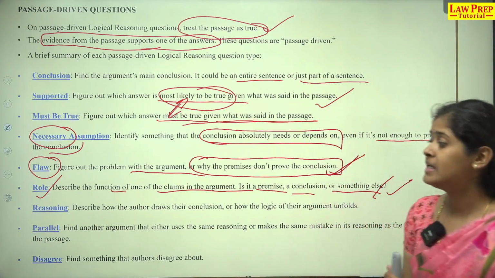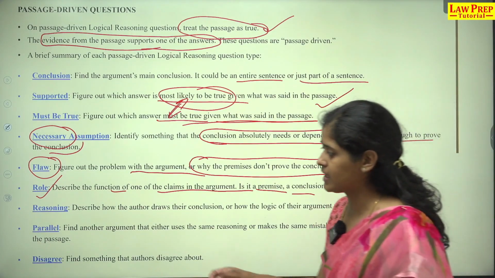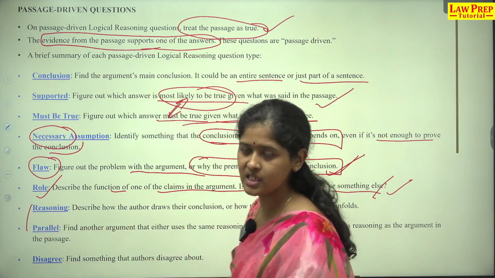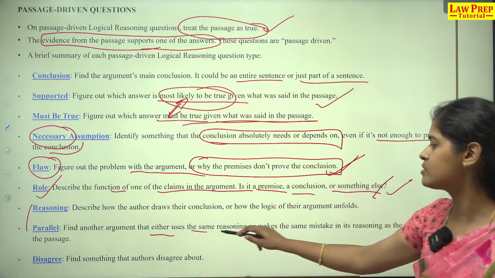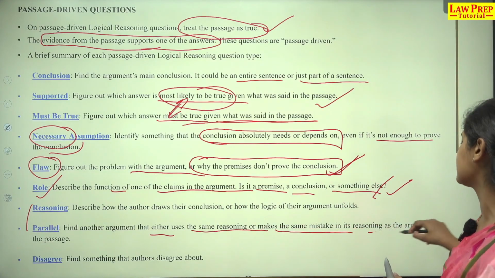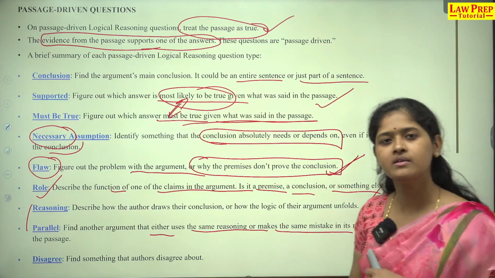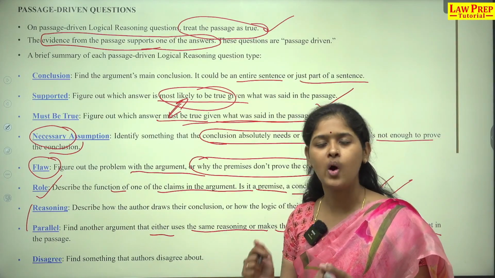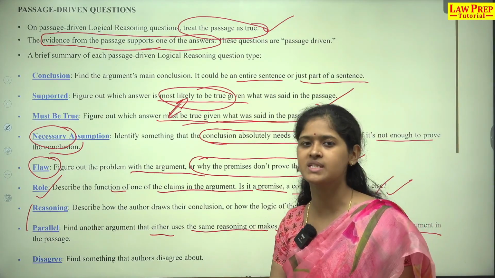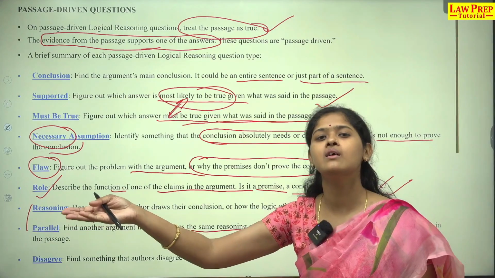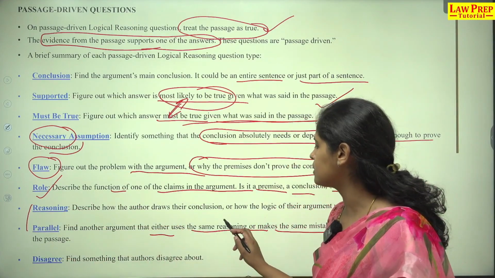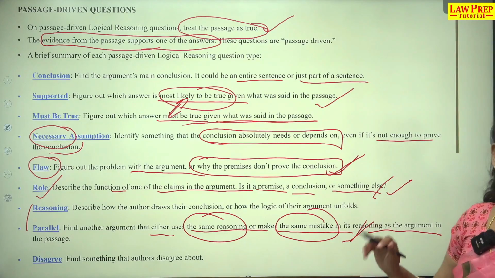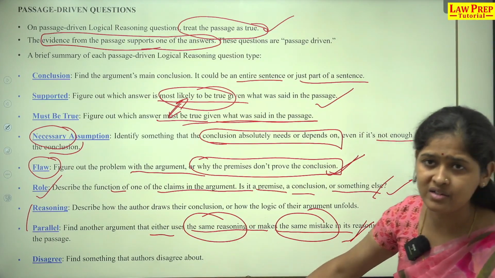Next. I have not made a mistake again when I have written parallel and reasoning separately. Parallel is your parallel reasoning question. In that you have to either use the same reasoning or make the same mistake in its reasoning. Sometimes the question is not directly about the reasoning. The option is related to the same mistake that the author has committed in the passage. In that case, either you use the same reasoning or you make the same mistake in its reasoning while picking your option. That's a parallel reasoning question.